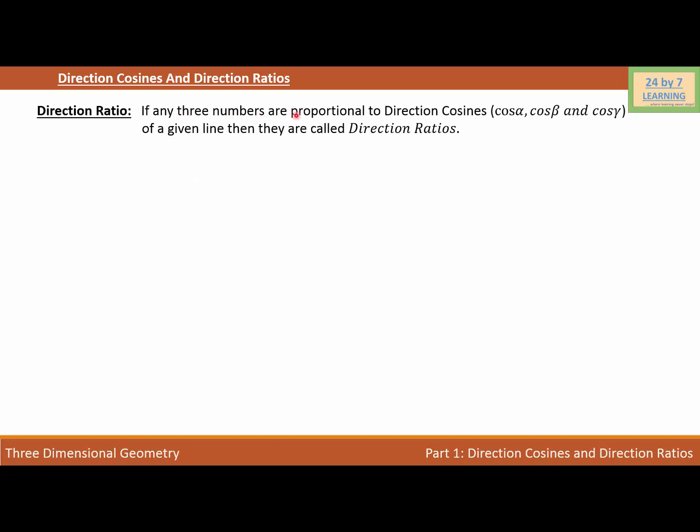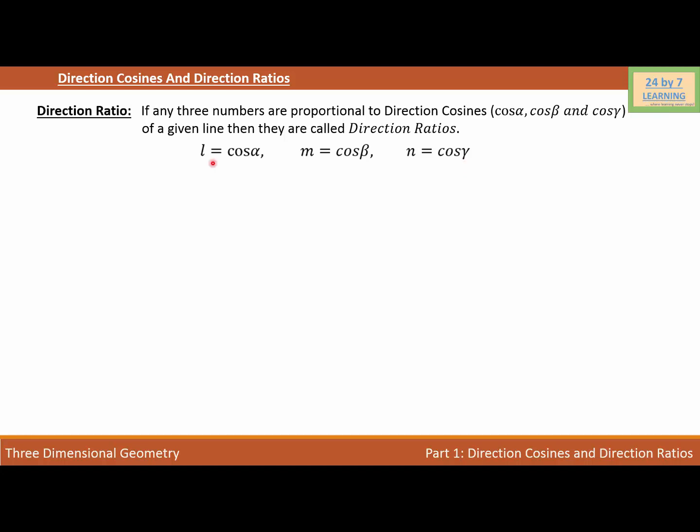If any three numbers are proportional to the direction cosines, such as cosine alpha, cosine beta and cosine gamma of a given line, then they are called direction ratios. Usually they are denoted by A, B and C respectively. So, as you know, L is equal to cosine alpha, M is equal to cosine beta and N equals cosine gamma. We have already done this in vector algebra, so it's just a quick review.